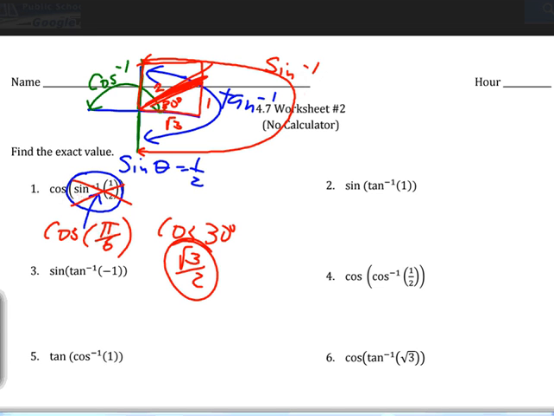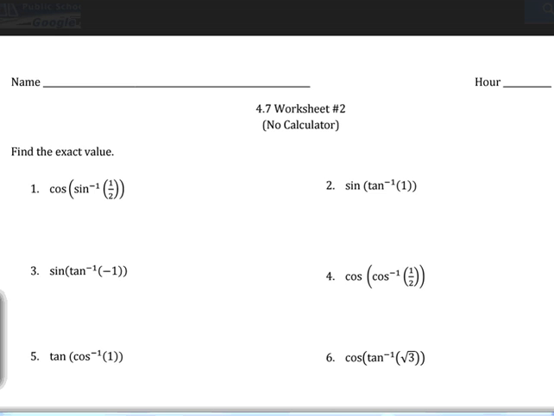How many of you guys had root 3 over 2? Okay, awesome. I was asked by a kid to do number 5. And I agree, that's a tricky one, so I will be glad to help with number 5. Everybody please get to number 5.